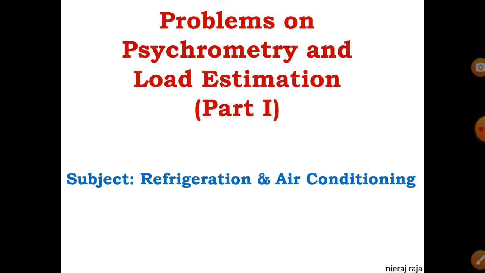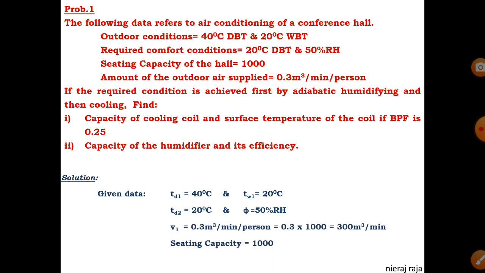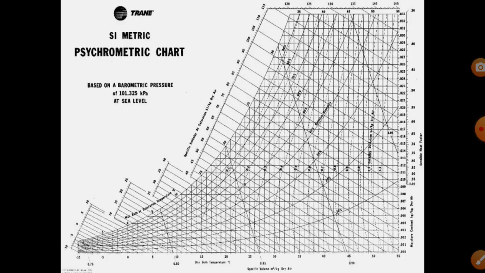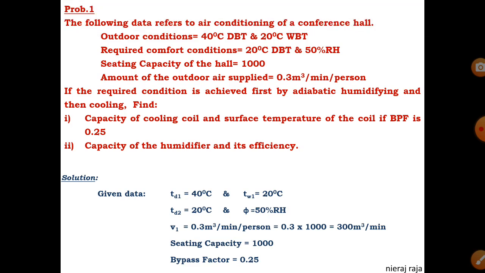We'll have problem number 1 here. So here you are having problem number 1, along with that, we are having its given data also. You can read it. The following data refers to the air conditioning of a conference hall. The outdoor conditions are 40 degrees Celsius DBT and 20 degrees Celsius WBT. This is the outdoor conditions, means atmospheric air conditioning. Required comfort conditions are 20 degrees Celsius DBT and 50% RH. This is the comfort conditions.